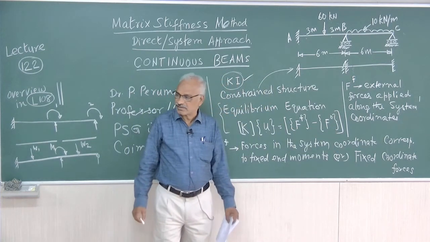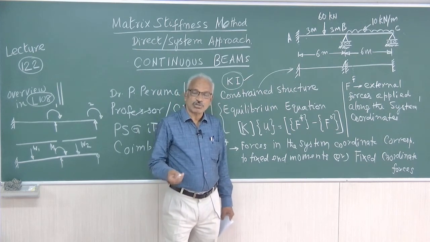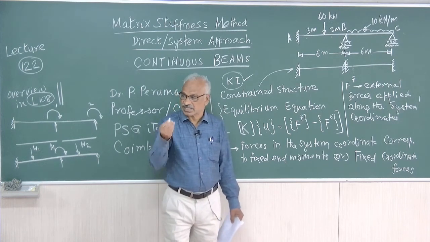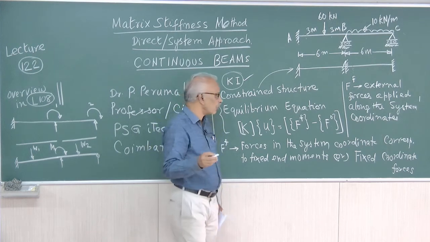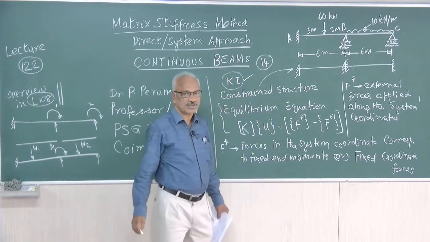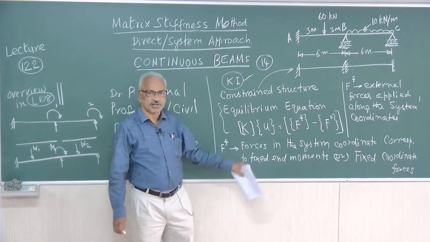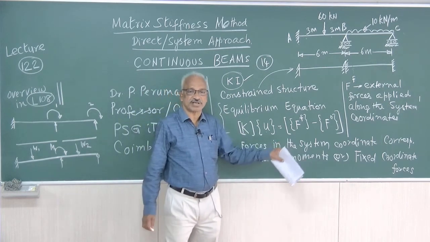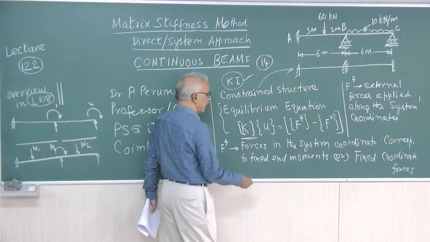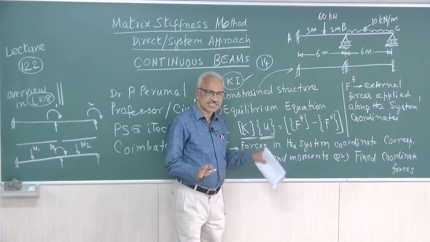We already know what a stiffness matrix is, what a stiffness coefficient is, and how to generate the stiffness coefficients. That we discussed in lecture number 14, where we generated the stiffness matrices for determinate structures. Of course, we are going to generate the stiffness matrix for indeterminate structures here. So, this is the stiffness matrix, and these are the unknowns. These equations we have already discussed; I am just summarizing, that is all.